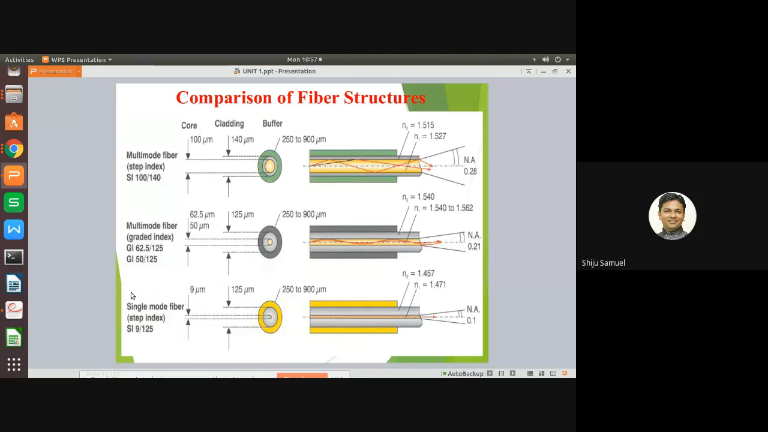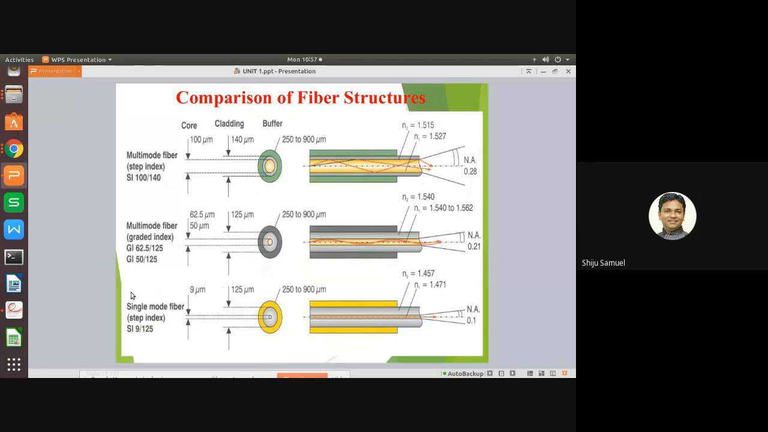But when you go for the single mode fiber, what happens? Only a single ray, or a single propagation mode, is applicable. So the numerical aperture for single mode fiber is less. If you observe the numerical aperture for multi-mode step index fiber, that is 0.28. It is quite high compared to single mode fiber.